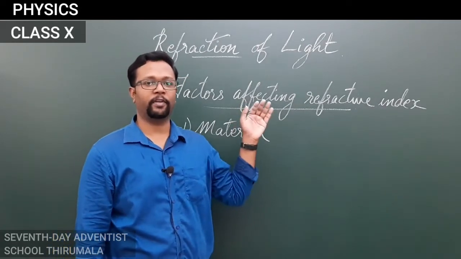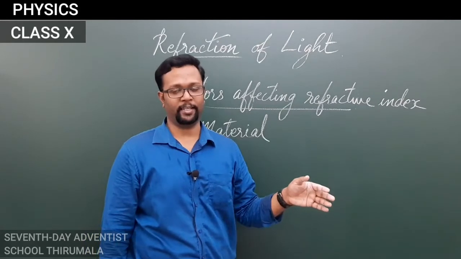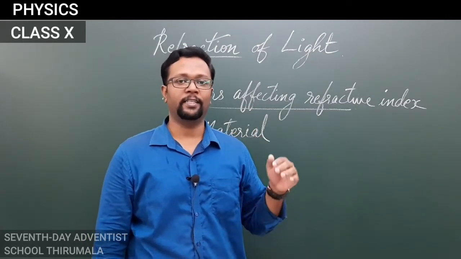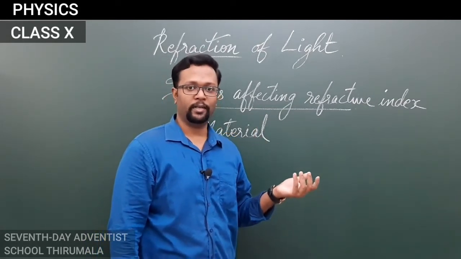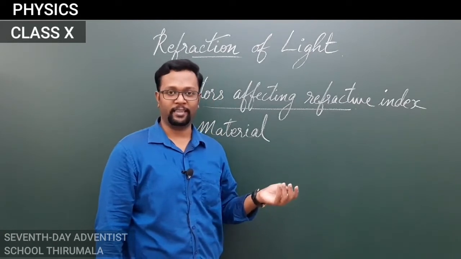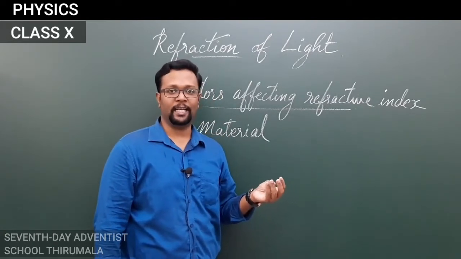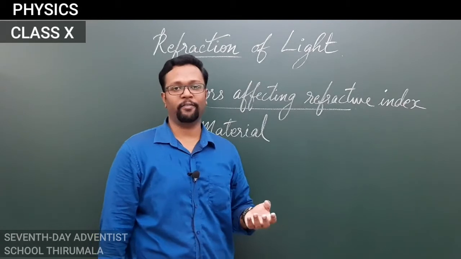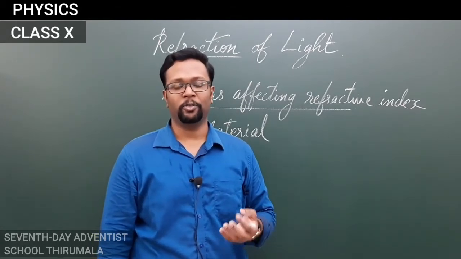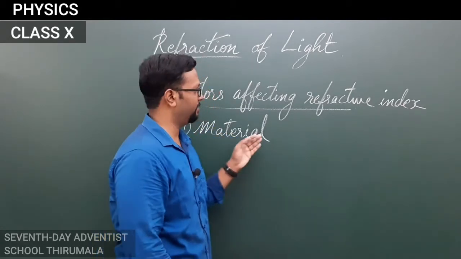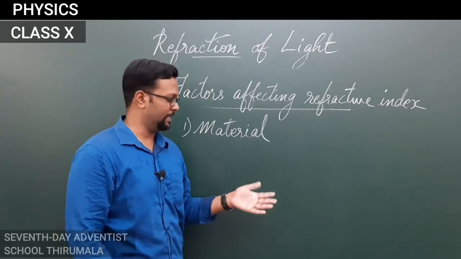If the light ray is travelling from air to glass, we will have the refractive index of 1.52. If instead of glass we are using water, then the value will be 1.33. If the material is changed to diamond, then the refractive index will be 2.42. So refractive index depends on the material.